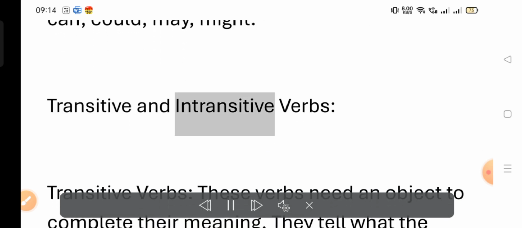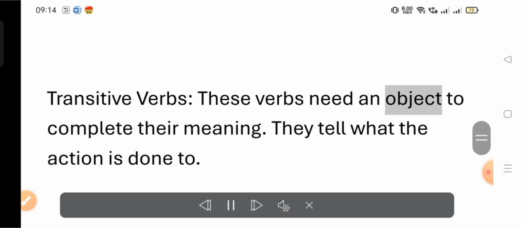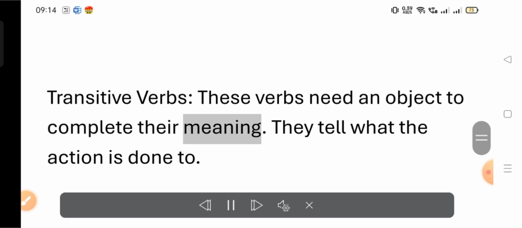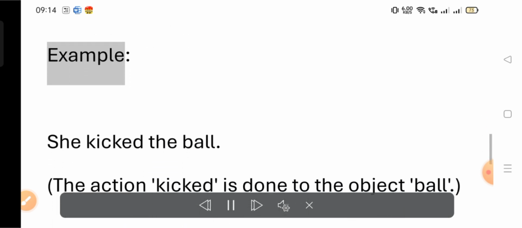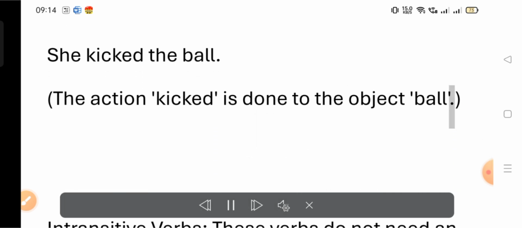Transitive and intransitive verbs. Transitive verbs. These verbs need an object to complete their meaning. They tell what the action is done to. Example: She kicked the ball. The action kicked is done to the object ball.